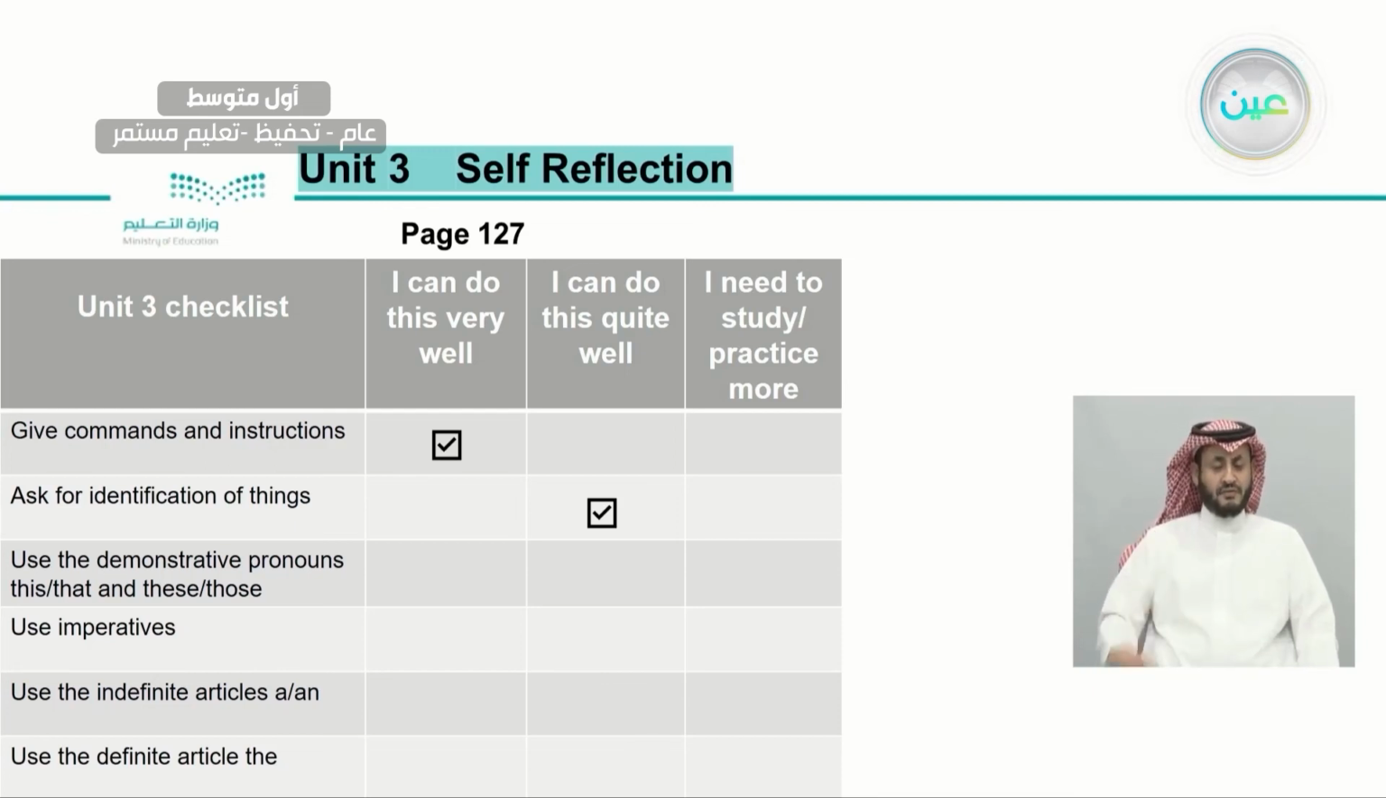Also, you use the demonstrative pronouns, this, that, and these, those. If you don't find yourself able to use them in a correct way, this, that for singular, far or close, and these and those for plural, nearby and far away. Good job. Put yourself a check right here. If you feel you are confused, you can put a check right here, and so on.